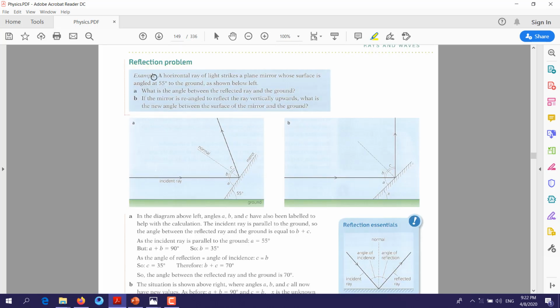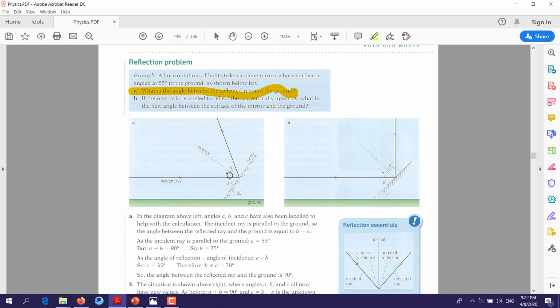Reflection problems. Example: a horizontal ray of light strikes a plane mirror whose surface is angled at 55 degrees to the ground, as shown below left. Here we have this drawing. Part A says: what is the angle between the reflected ray and the ground?